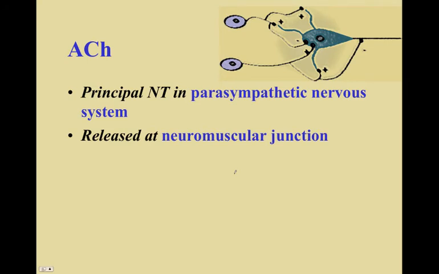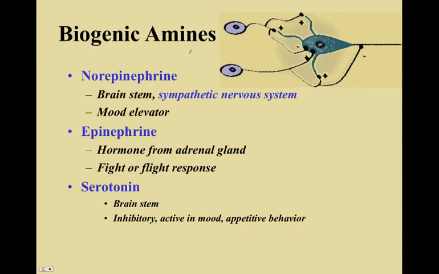Acetylcholine is the principal neurotransmitter in the parasympathetic nervous system. Parasympathetic is our rest and digest, and it is released at a neuromuscular junction. Biogenic amines: amines are just certain functional groups that we manufacture within our bodies. Norepinephrine is a sympathetic nervous system component. It's a mood elevator. Epinephrine is a hormone from the adrenal gland, and we see that in the fight or flight response, so it's also within this sympathetic nervous system arena.